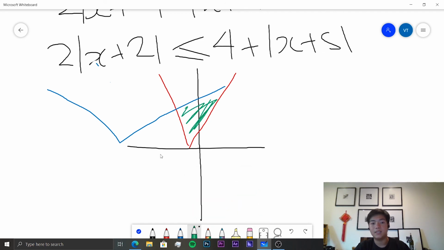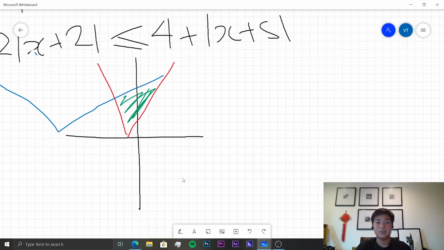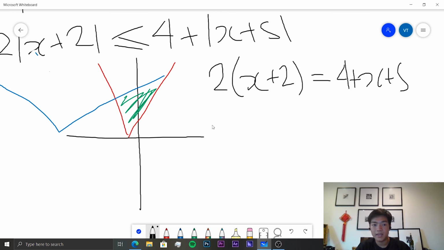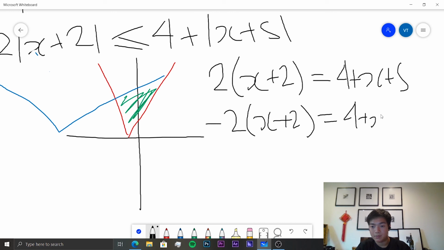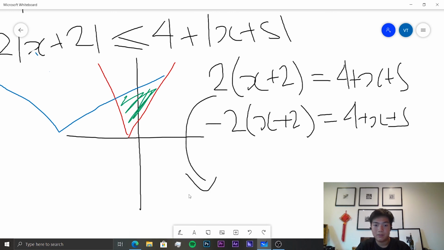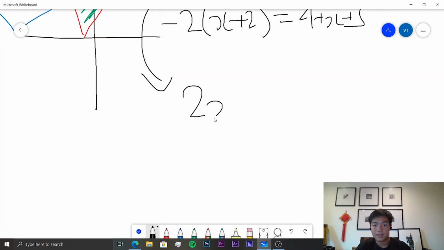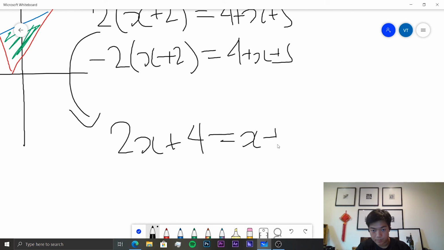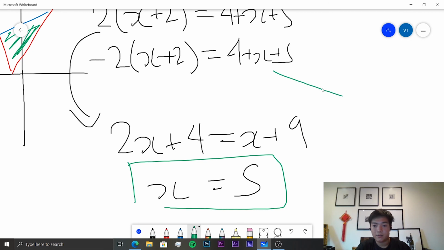So we know one root will be positive and one root will be negative. And as usual, we can make these two different equations to help us. We have the first equation, 2 times x plus 2 equals 4 plus x plus 5. And then negative 2 times x plus 2 is equal to 4 plus x plus 5. So this one is equal to 2x plus 4 is equal to x plus 9. In this case, x is equal to 5, so that should be one root. And let's check for the other one.